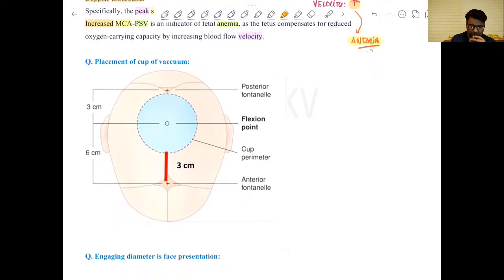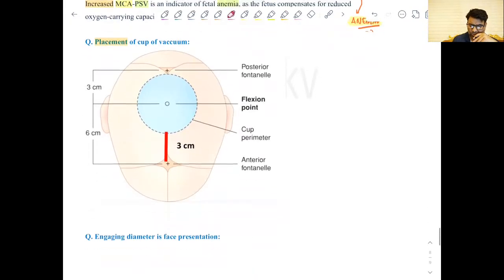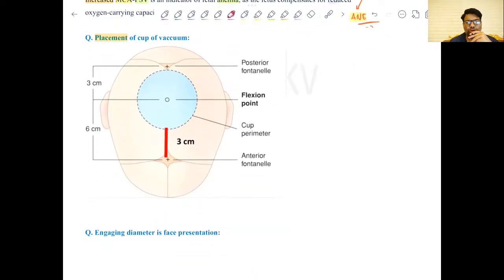Now this is one more repeated question. Placement of the cup of vacuum. Now it depends whether the question is in relation to posterior fontanelle or whether the question is in relation to the anterior fontanelle, right? So suppose this is posterior fontanelle, which you remember as lambda, and anteriorly there is anterior fontanelle, which you call bregma, right?